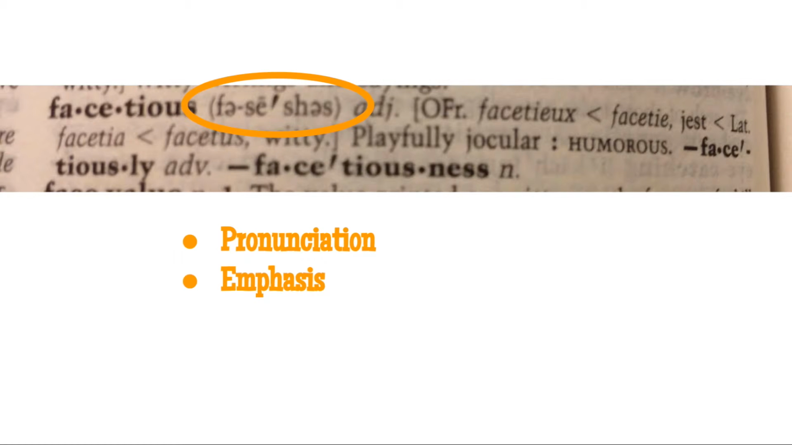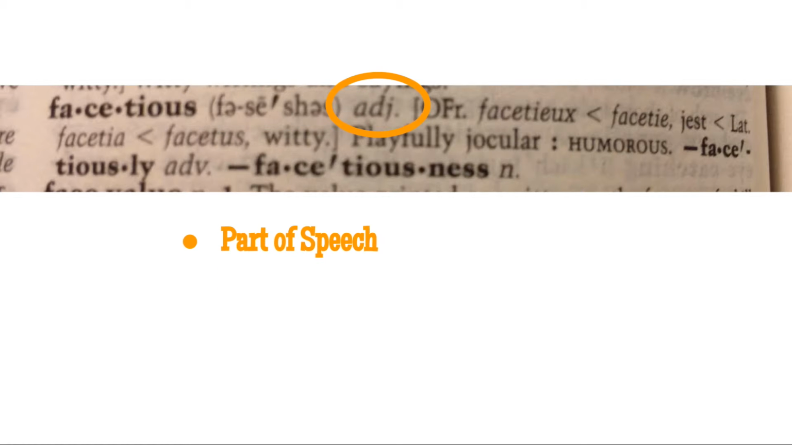Up next, we have the pronunciation and the emphasis on the word. The emphasis is going to be designated by that bold apostrophe, and it's attached to the middle syllable there, so that tells us to pronounce it like fa-SEE-shus as opposed to FAY-see-shus. And also in the pronunciation, it looks like we've got some funny upside down E's. That's odd.